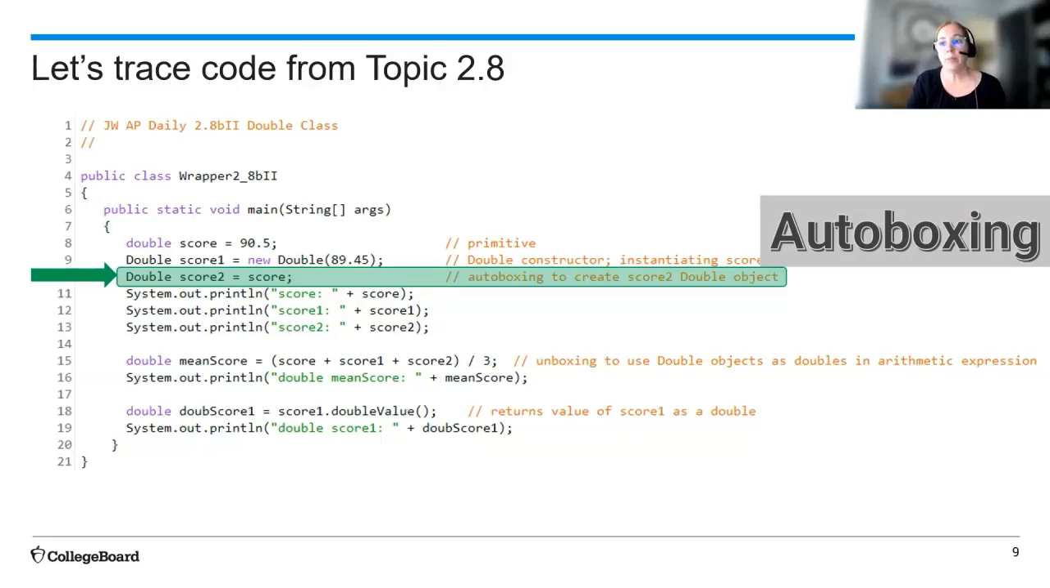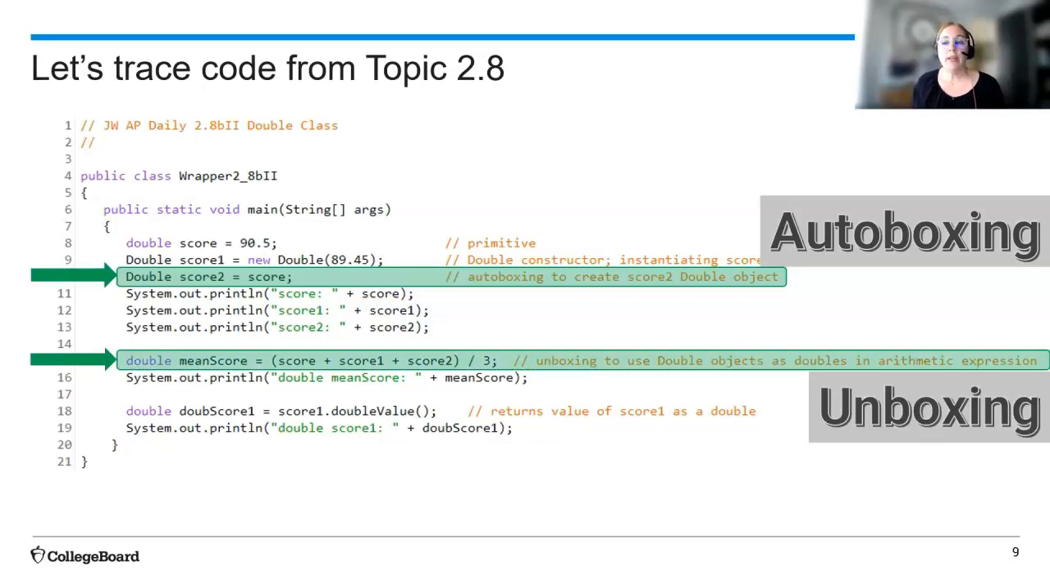And then in this example, I used unboxing on line 15 so that I could compute a mean, or an average score, of the 3 different values represented for score, score1, and score2. Score1 and score2, of course, as you know, are reference object types, and regular score from line 8 is a primitive. So unboxing allows us to do that arithmetic by making them all doubles with a little d.